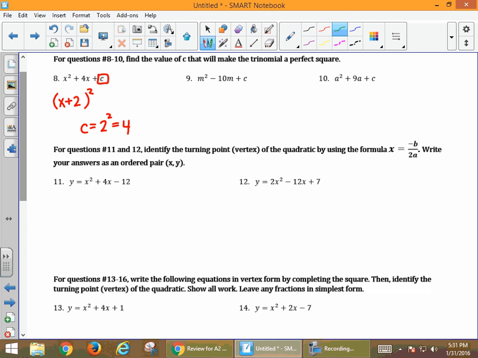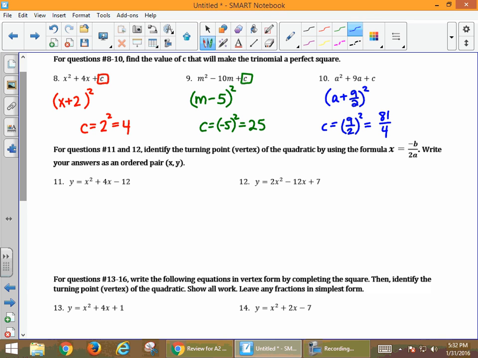M squared minus 10m plus c. This would be m. Half of -10 is -5. So c equals -5 squared, which is 25. And a squared plus 9. Half of 9 is 9/2. So c equals 9/2 squared. This is the same thing as saying 9 squared over 2 squared. 9 squared is 81. 2 squared is 4. 81/4.